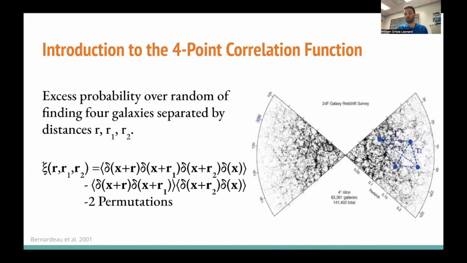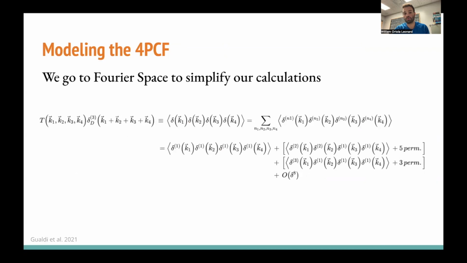So the 4-point correlation function is the excess probability over random of finding 4 galaxies in a specific tetrahedral shape, which mathematically we can describe as the ensemble average of the product of 4 galaxy overdensities minus the contributions from pairs of galaxies in our tetrahedron. And the galaxy overdensity term I'm going to use interchangeably with the term density contrast in future slides. So modeling the 4-point correlation function in real space is a very difficult task to do.